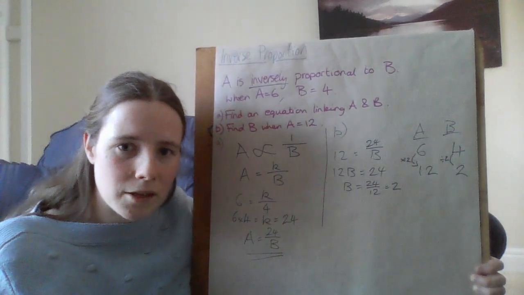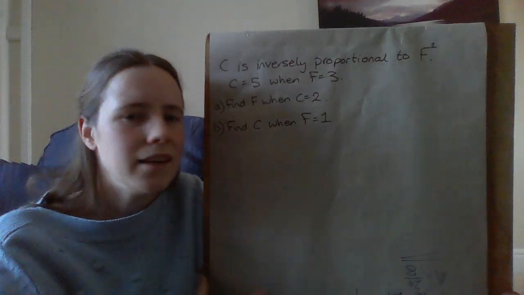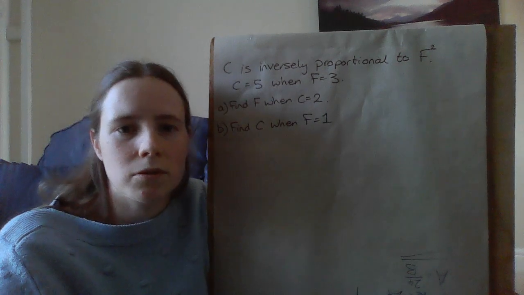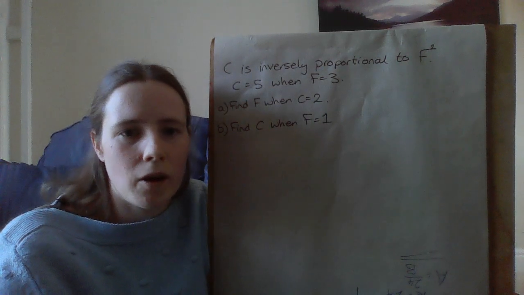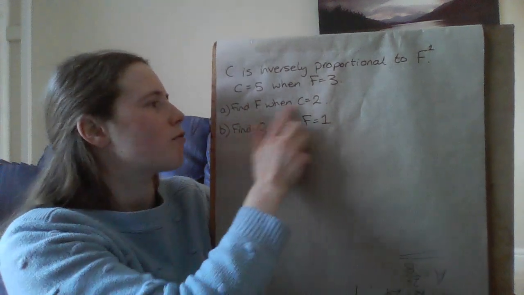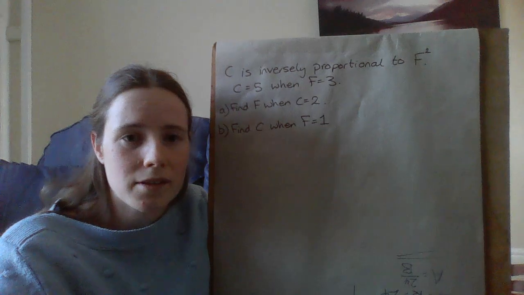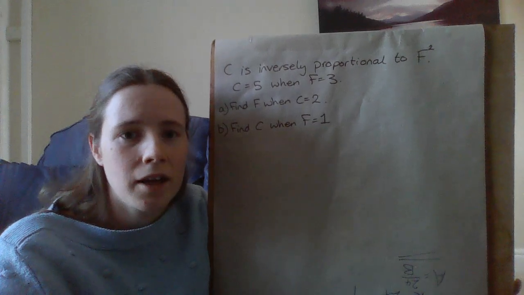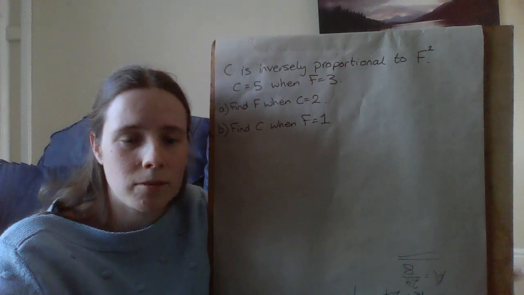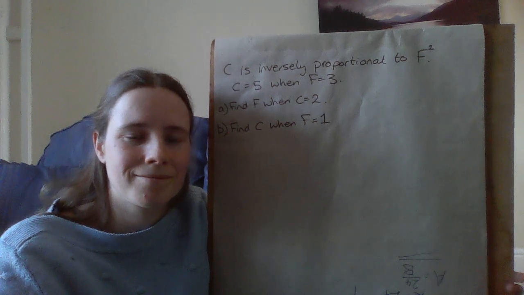Here's a slightly more complicated question. So this time, C is inversely proportional to F squared. And we've got, again, our pair of values. C is 5 when F is 3. I want you to find F when C is 2 and C when F is 1. If you feel confident with this, have a go at pausing the video, see if you can form the equation with all of the steps, and then use it to answer questions A and B.